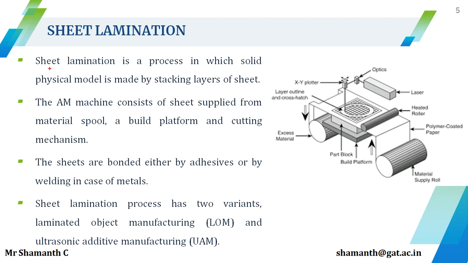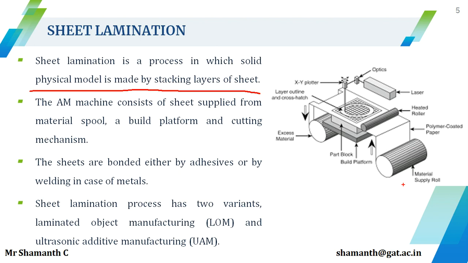If you are using sheets of paper, then it can be called sheet lamination. If you are using sheets of metal or any other material, then you call it ultrasonic additive manufacturing, because the layers are fused together by the process of welding. So this is a process in which a solid physical model is made by stacking layers of sheet.